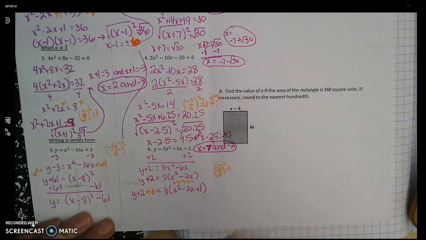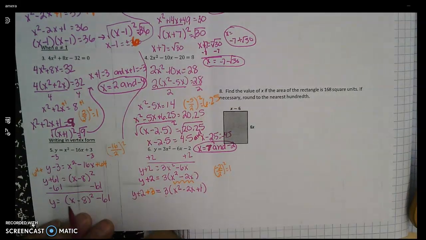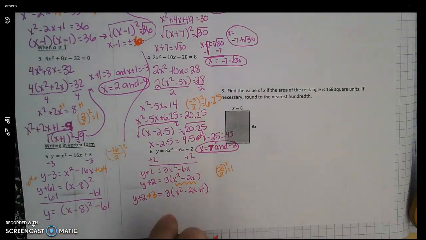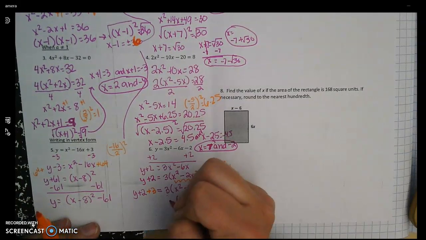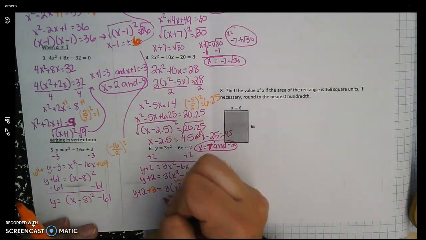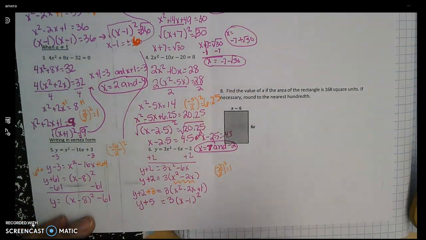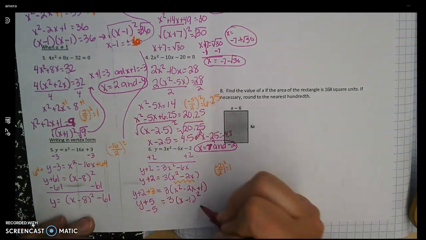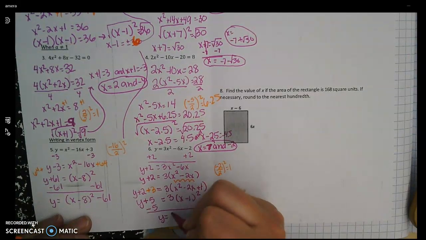Okay? Now that I've done that, I can do exactly what I did before in the previous problem. I'm going to turn this into a perfect square, or it is a perfect square, so I'm going to have to factor it into its perfect square binomial, which is x minus 1 squared. We have the 3 in front, and then on the right-hand side I have y plus 5. The last thing I'm going to do is subtract 5 from both sides, and then I end up with an equation in vertex form.